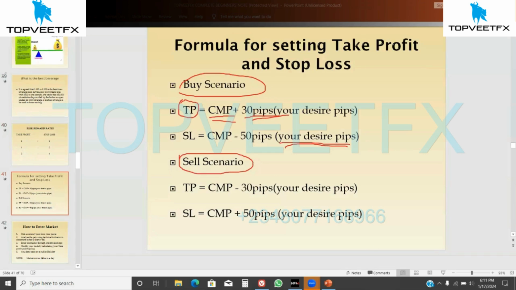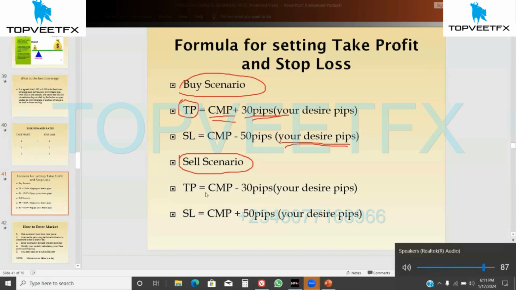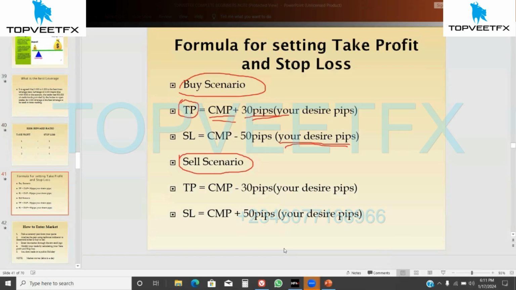Okay. Now for the sell scenario, your TP is equal to CMP, which is the current market price, minus your desired profit. But in this case, we are using 30 pips, and stop loss is CMP plus 50 pips, and it might not be that you want to use exactly your desired pips, you place it there. Now, this is how we calculate our stop loss.